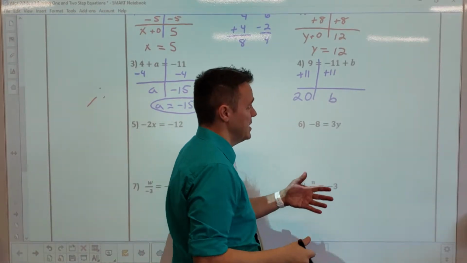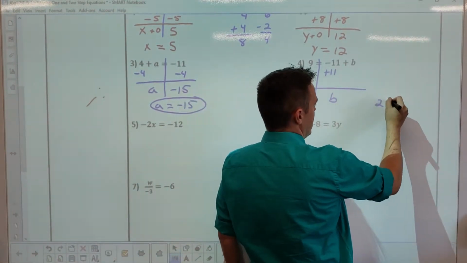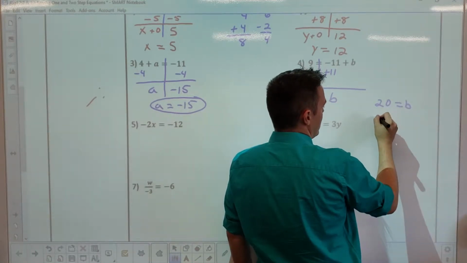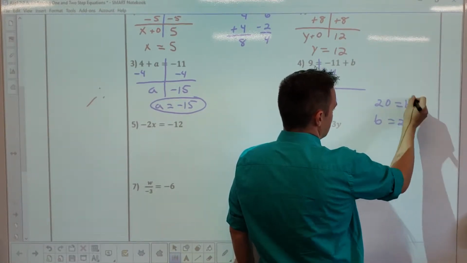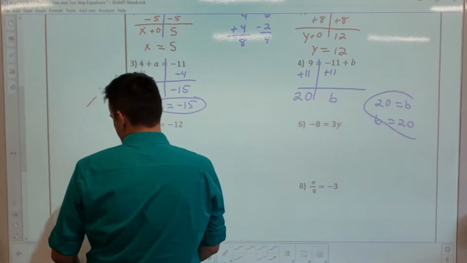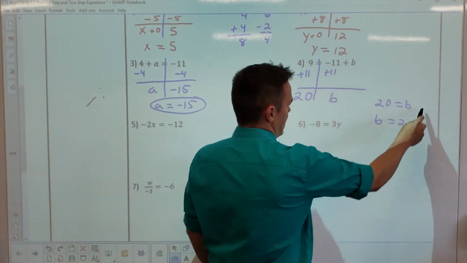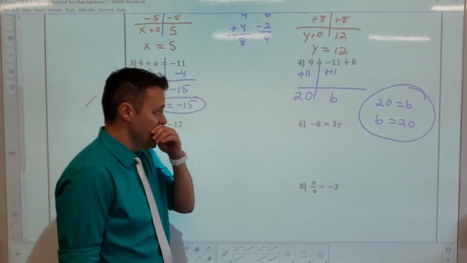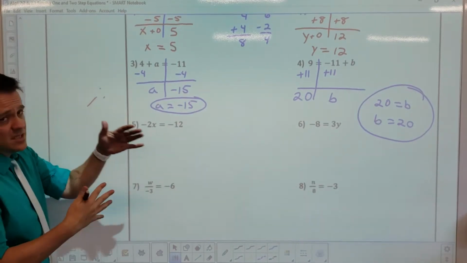And so technically speaking, you could leave it as 20 equals b, or you could rewrite it as b equals 20. It doesn't matter. They are both the same. These two things are the same answer. Don't be afraid. Now that's adding and subtracting.